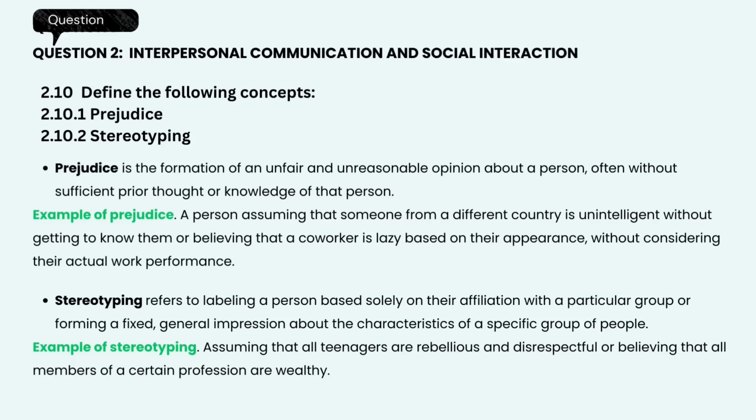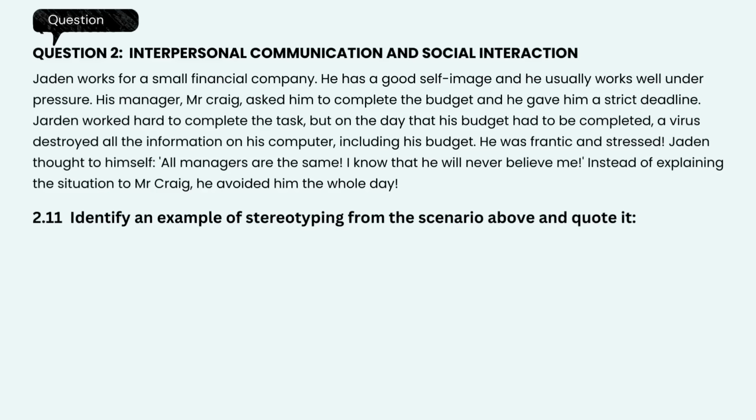Stereotyping refers to labeling a person based solely on their affiliation with a particular group or forming a fixed, general impression about the characteristics of a specific group of people. Example of stereotyping. Assuming that all teenagers are rebellious and disrespectful. Or believing that all members of a certain profession are wealthy.